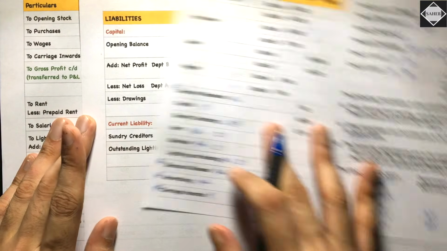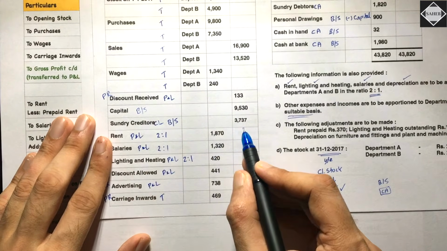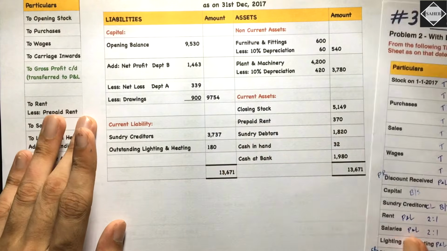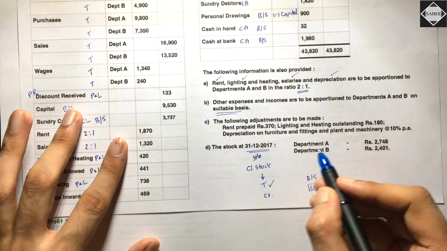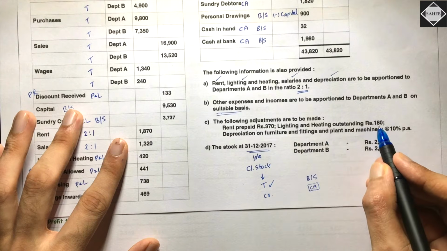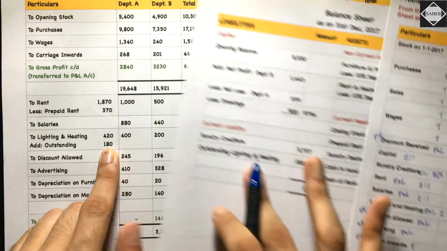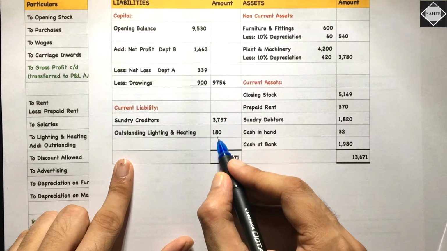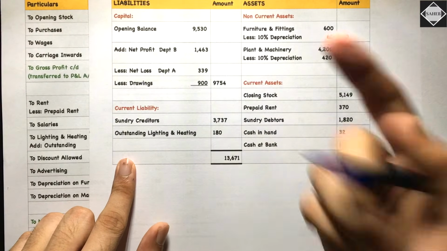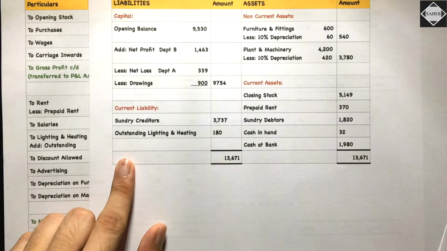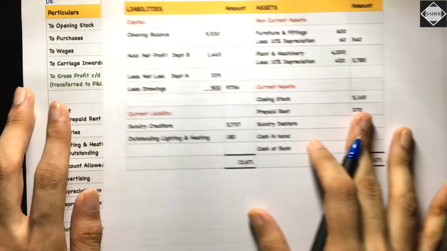Now current liability in the question we have first sundry creditors 3737. You will take it as it is. And then there was an adjustment of outstanding heating and lighting, right, of 180. So that first we added in P&L and then you also have to take it over here, also 180, because we have to pay this much to the electricity company for lighting and heating. Okay. Is it clear? So at the end what will happen?